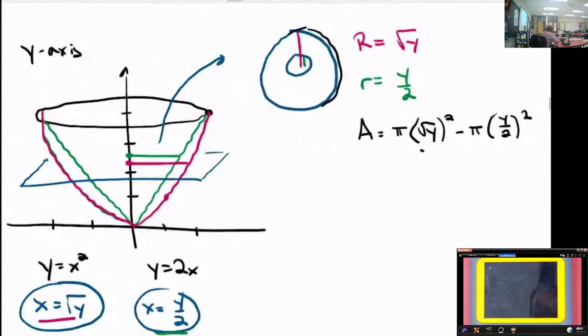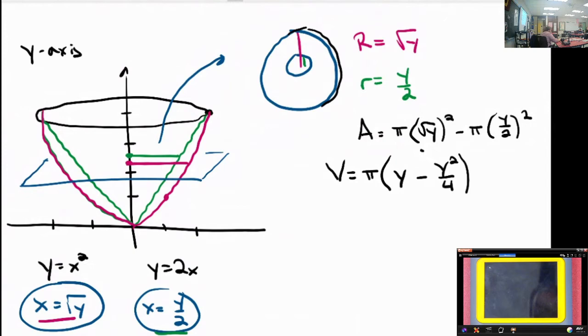Just that this time we had to do a little bit of thinking to get it to be in terms of y instead of terms of x, because we're talking about the distance from the y-axis, not the distance from the x-axis. Just like last time, if we want to change this into a volume, which we do, let's go ahead and factor those pi's out. And we can do a little bit of crunching here. Square root of y squared is just y. And then y over 2 squared, we can call it y squared over 4.